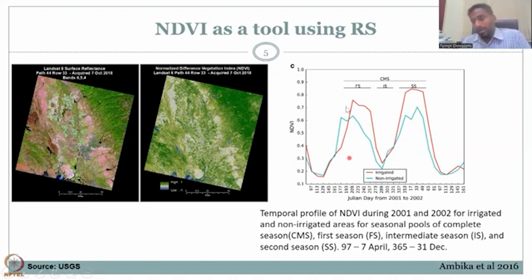So you can see that for the same location, the NDVI estimate gives you the difference between a healthy plant and a non-healthy plant. And the healthy plant can also be because of irrigation.